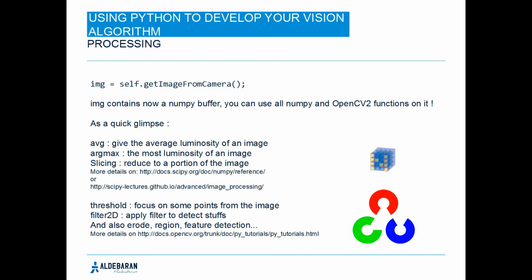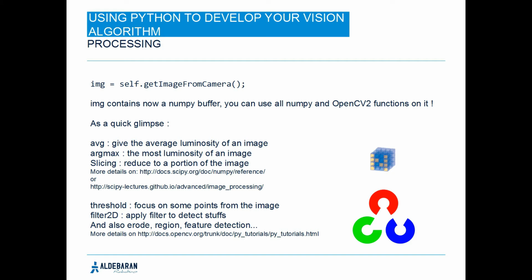Now, each time we call this method, we get a numpy array, and it's when it becomes a bit magic. We will never access the pixels one by one. Instead of that, we'll use high-level methods from external libraries like numpy or OpenCV. So, instead of iterating over a loop to get the average luminosity, you just call the average method, avg, on your buffer.